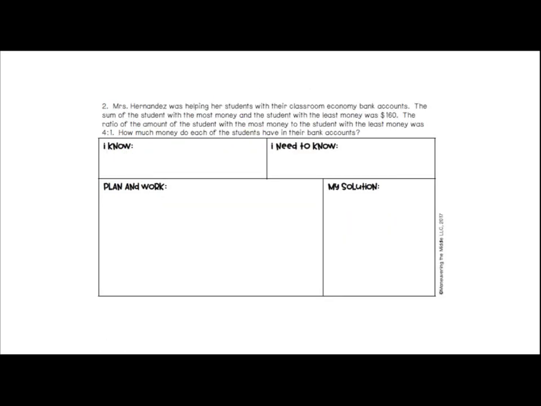Let's look at another situation. Mrs. Hernandez was helping her students with their classroom economy bank accounts. The sum of the student with the most money and the student with the least money is $160. So I know this is going to be important. The ratio of the amount of students with the most money to the least money was 4 to 1. So our most to least is 4 to 1. How much money did they each have? Okay, well, the most plus the least is also $160, and I need to know how much they each had.